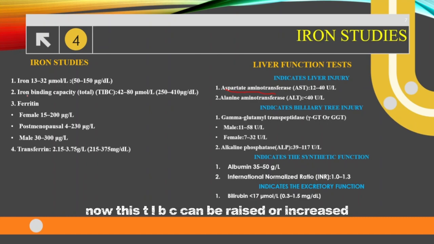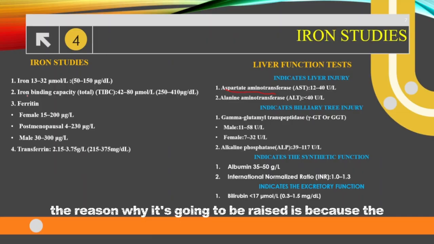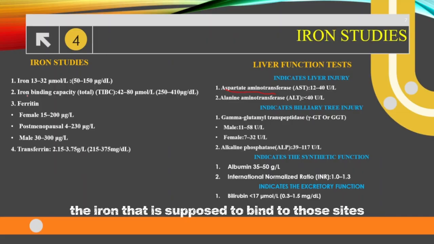Now, this TIBC can be raised or increased. The importance of this is seen in iron deficiency anemia. In iron deficiency anemia, the TIBC increases. Why does it increase? It's very simple and straightforward. It is increased because the binding sites are left open. There is nothing there. The total iron binding capacity is going to increase because you've got less iron. Less iron is going to raise your TIBC, because the iron that is supposed to bind to those protein sites is not there.